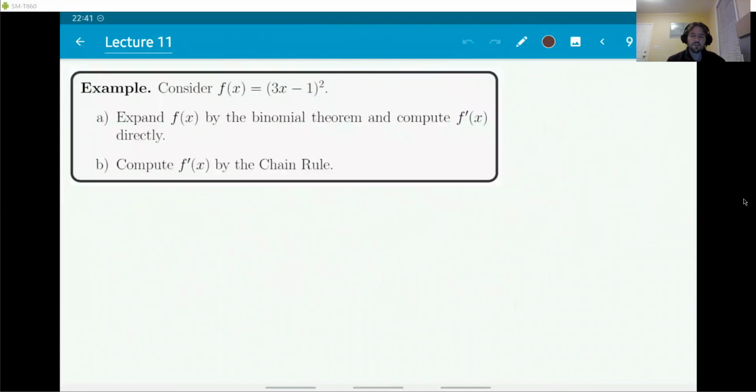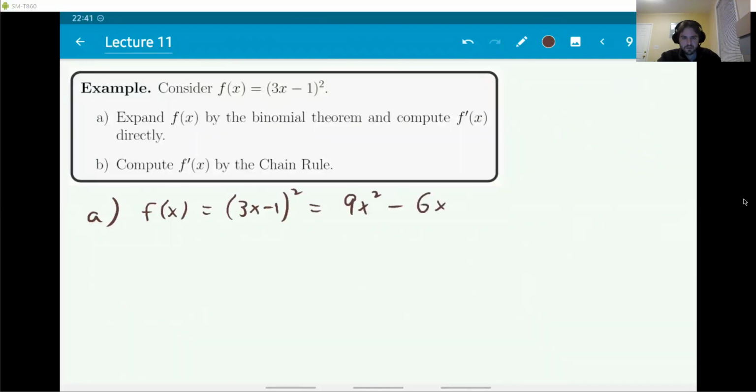Consider f of x equals 3x minus 1 squared. Instead of asking you to differentiate this directly, I'm going to ask you to do it two times. The first one is: expand f of x by the binomial theorem and then compute the derivative directly. So they're asking us to first expand fully what this square is. If you know the binomial theorem, square the first term, minus 2 times first times second, plus square of the second. Square of minus 1 is plus 1. You can also get this by just distributing. This is the same thing as 3x minus 1 times itself, right? That's how I'm doing this.